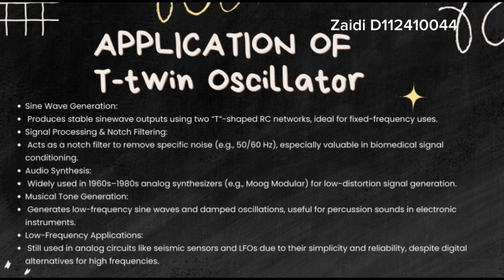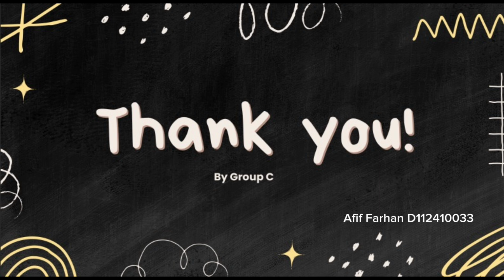In summary, the twin-T oscillator is more than just a sine wave generator. Its ability to filter, synthesize, and support low-frequency analog systems makes it a versatile tool in both engineering and music. So to wrap it up, the twin-T oscillator makes clean sine waves using only resistors and capacitors. It starts working when the gain is a bit more than 1 and the phase shift is 0. It keeps working steadily when the gain is exactly 1. It's simple, stable, and great for low frequency electronics.